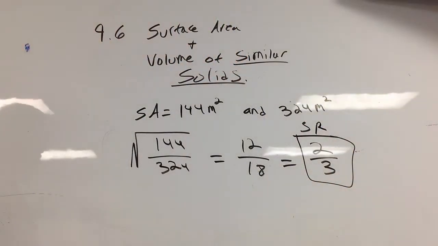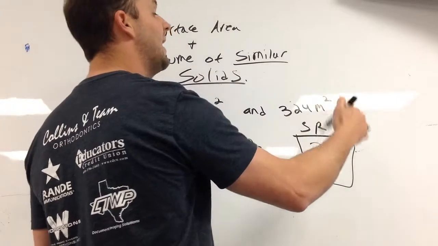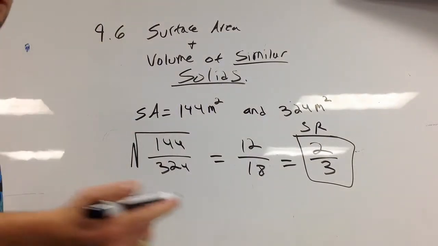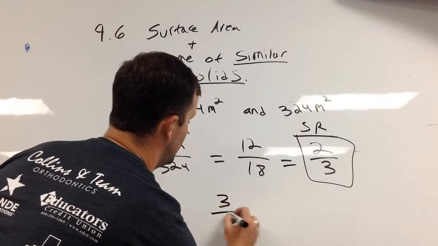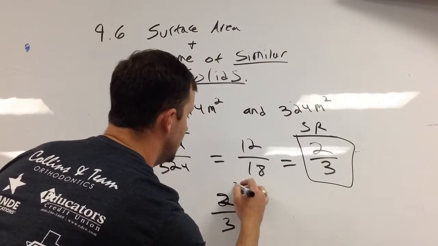Now in order for me to find my volume ratio, I would take the similarity ratio and I would cube it, because remember, volume is always measured in cubic units. So I'm going to do 2 over 3 here, and I'm going to cube it.